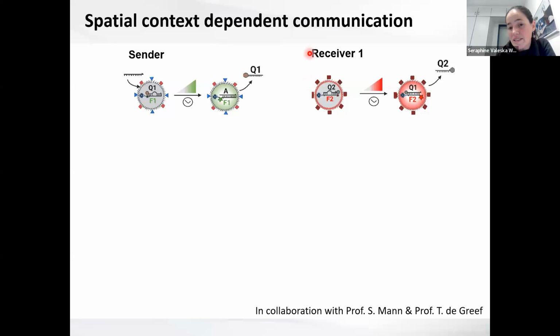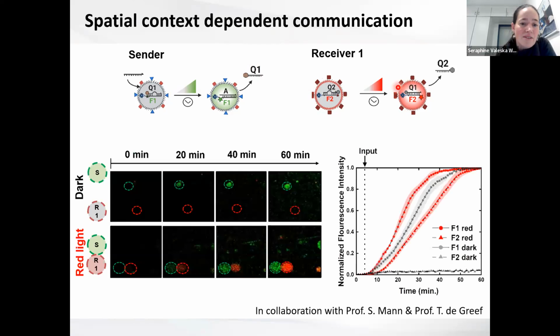Then if there is a receiver nearby, this signal strand can go to the receiver, and there it causes a second DNA displacement reaction and thereby releases a quencher strand, and the receiver fluorescence in the red channel goes up. So we did this with our photo-switchable adhesions, and you can appreciate that in the dark, the sender fluorescence goes up, but the receiver fluorescence does not.